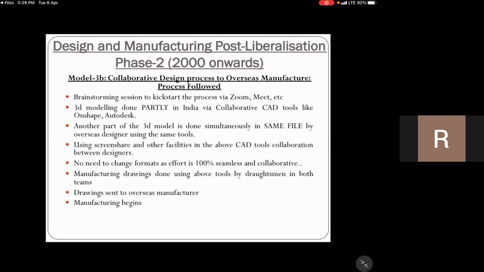In the earlier model, you saw that the American designer had to send me a part catalog, and I had to choose products and all. Here, everything is inbuilt. The overseas designer shares his parts with me immediately, and I share my parts with the overseas designer immediately, and it's just done on the same file. These are the tools which have the market share now: Onshape and Autodesk Fusion 360. So this would be the future. That's it.